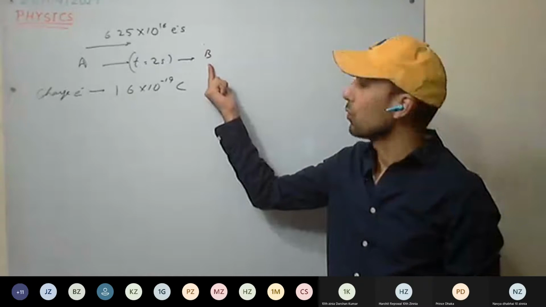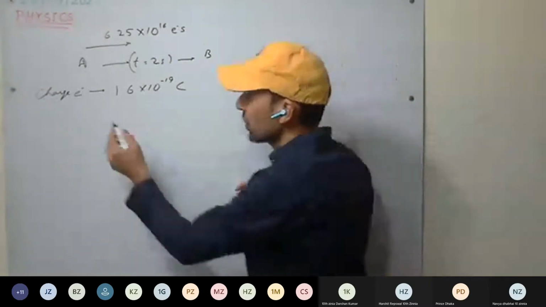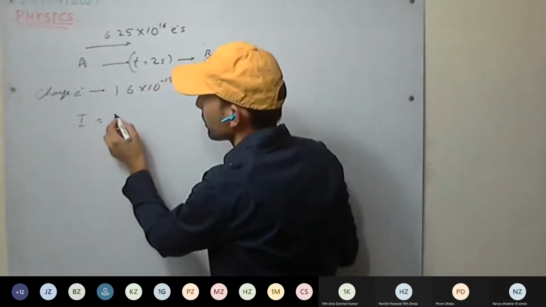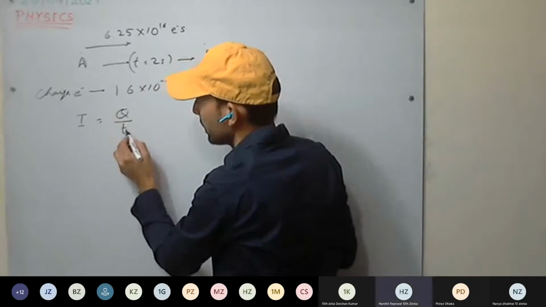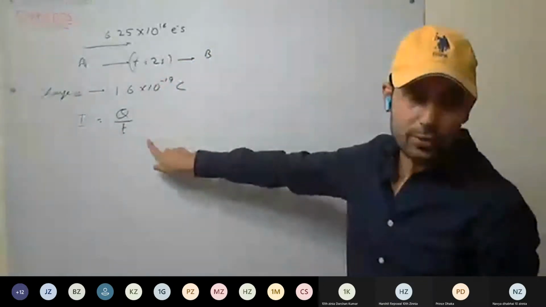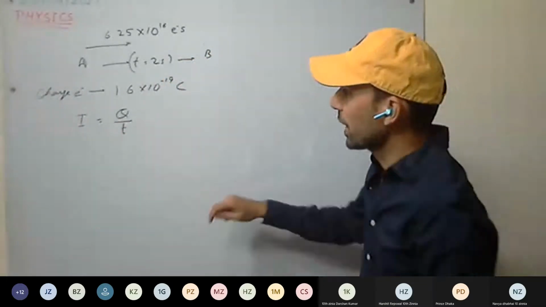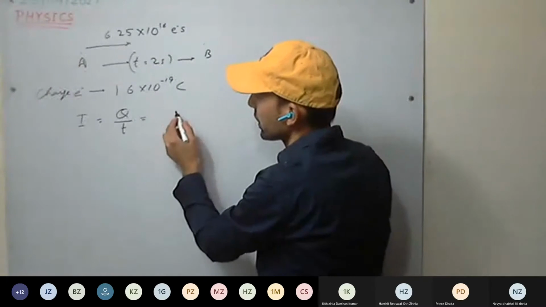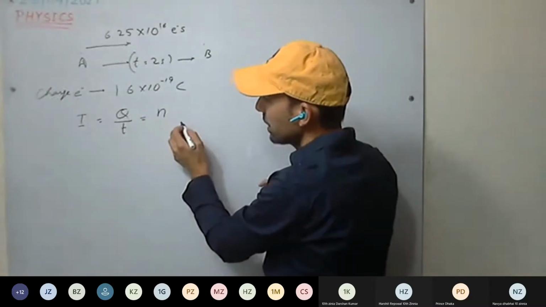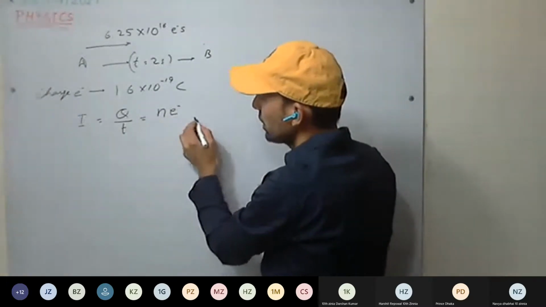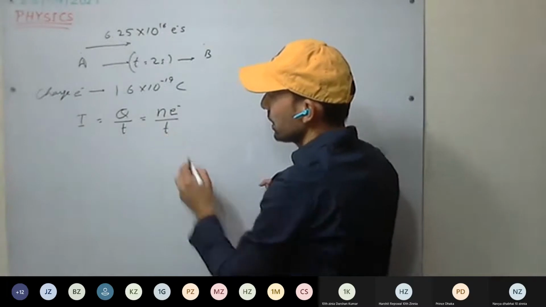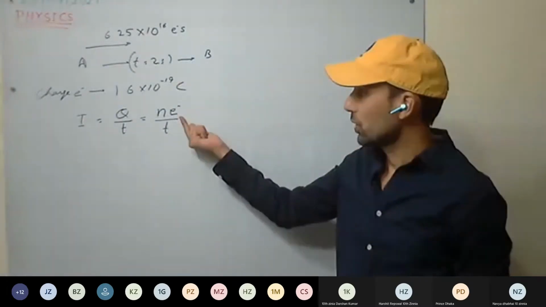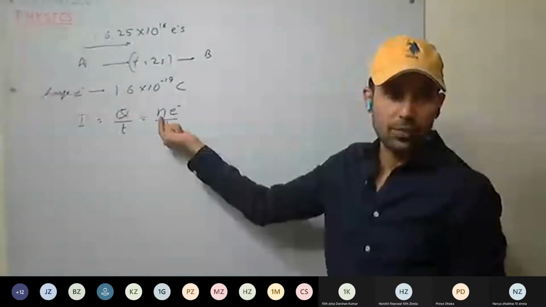So first, what is the definition for current? Q by T, rate of flow of charge, charge per unit time. So we have to calculate charge. Charge is the number of electrons flowing times the charge on each electron, divided by T. Okay, calculate it, everyone.